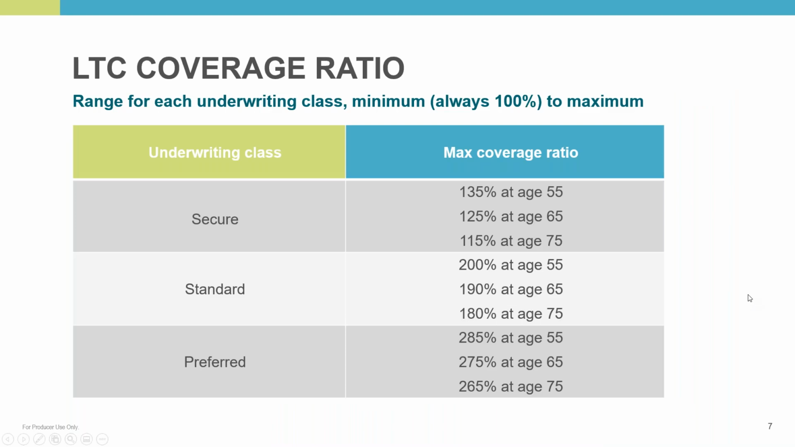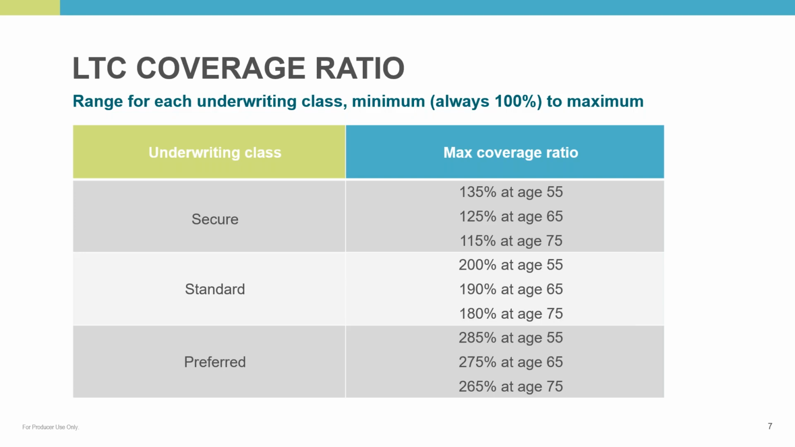So here is probably one of the most informative slides in the entire presentation, that we get so many questions on: how does this LTC coverage ratio work? You can see it's basically a range for each underwriting class according to age and underwriting class. We've got 3 different examples there. Secure is your low end, meant to catch any and all, everything. Standard is going to be your middle of the road, and then preferred is going to be the higher end. Off to the right there, you have your maximum coverage ratio based upon age. And these are just examples: 55, 65, and 75.